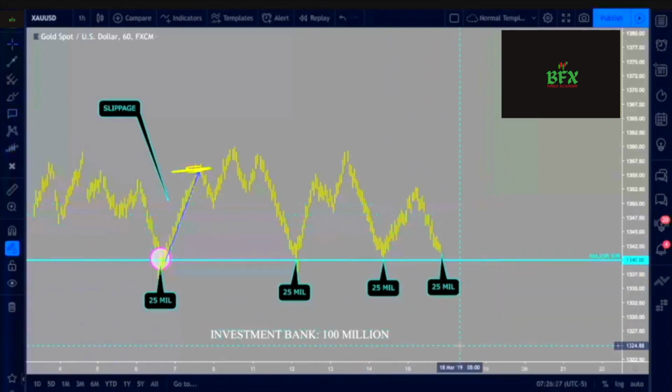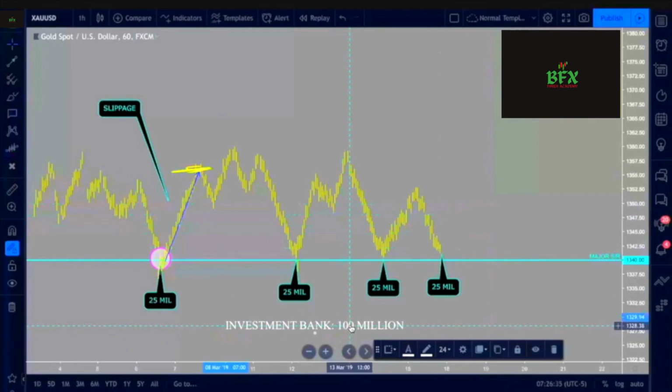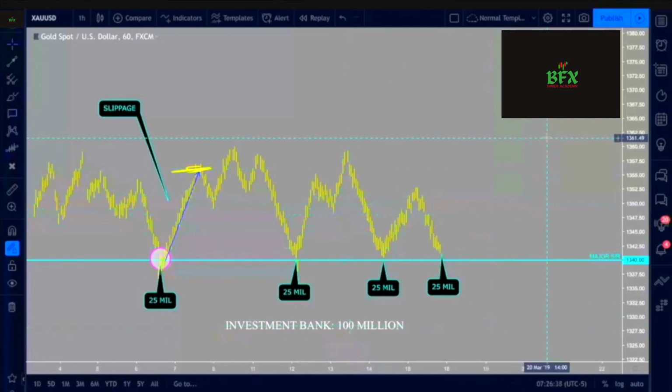Now notice how at this point we've got $25 million times 4. That's $100 million. So the entire original order that this bank put into the market right here has all been filled. So they're done. They're good to go. They have no more orders waiting here at 1340.